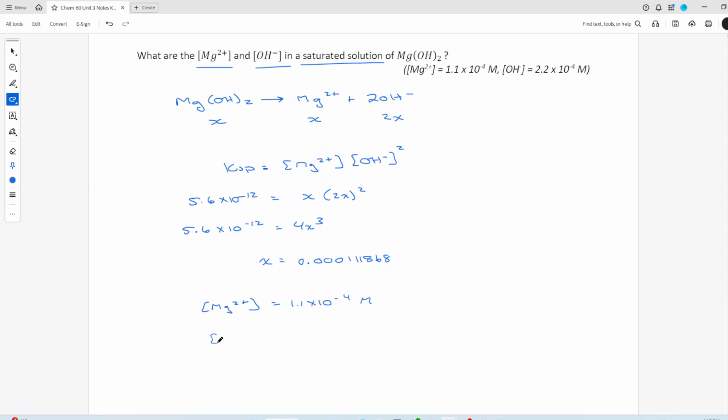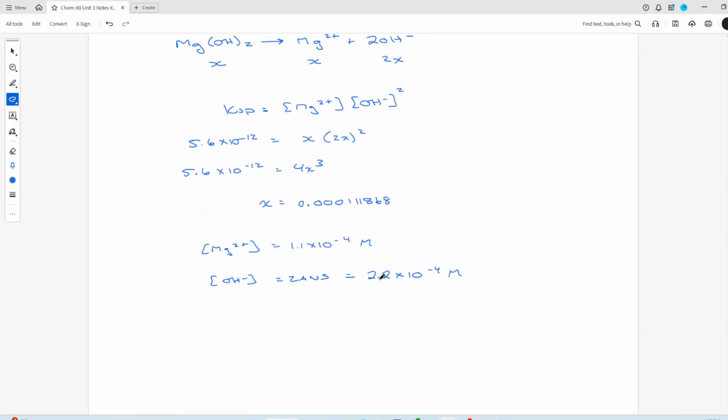And then the concentration of hydroxide is going to equal 2 times the answer. So I'm going to take that and times it by 2, which is going to give me 2.2 times 10 to the negative 4 moles per liter, or molarity. All right, hopefully that felt good. That is type 2.